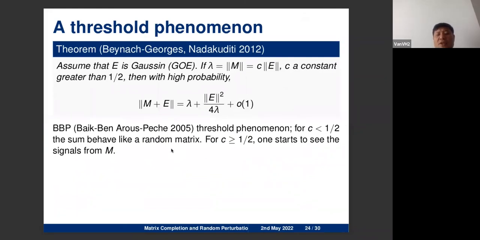And this is a continuation of something most of you have probably already seen. It's called the BBP, Baik-Ben Arous-Péché, threshold phenomenon, that after you add a matrix to a random matrix, the sum still behaves like a random matrix, right? What they found is that if C is less than half, then the sum still behaves like a random matrix, but if C is bigger than half, then you see the signal of M from it. So they take this problem the other way around from me. They look at deterministic perturbation of the random matrix, and I look at the other way around, the random perturbation of the deterministic matrix. But the phenomenon is, at least the formula looks the same. The calculation, the E squared over lambda, appears everywhere. And it comes from what I said, the phenomenon that the two eigenvectors have to be orthogonal.